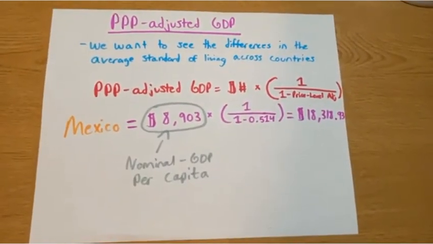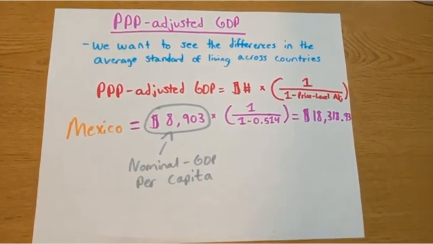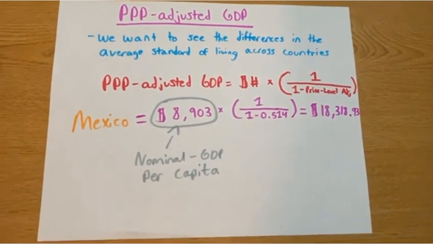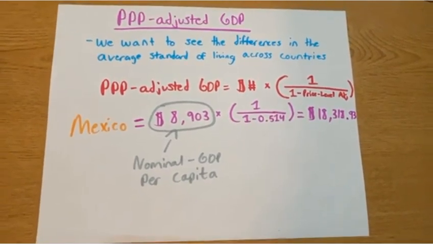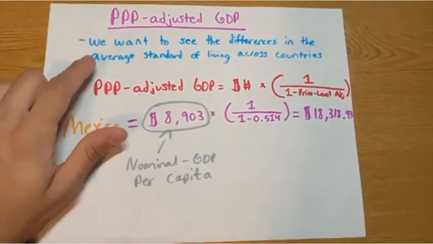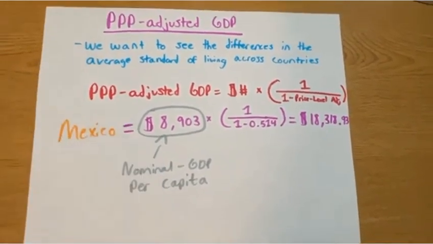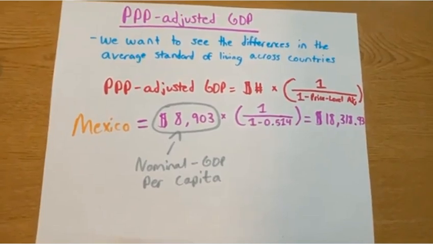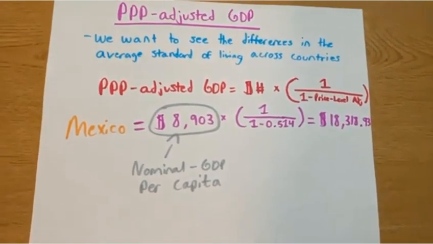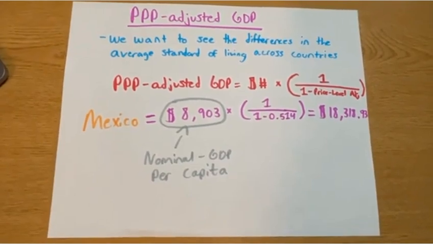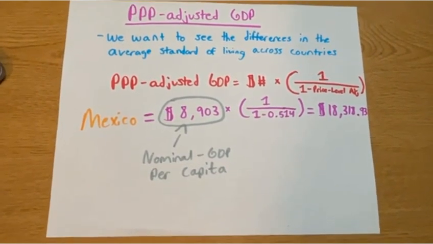Last but not least, PPP adjusted GDP. So we know that price levels vary from country to country, and they're always going to be different. But this also means that the average standard of living across countries is going to be very different. So we use the PPP adjusted GDP formula for this. The formula for this is the nominal GDP per capita in dollars times 1 over 1 minus the price level adjustment.